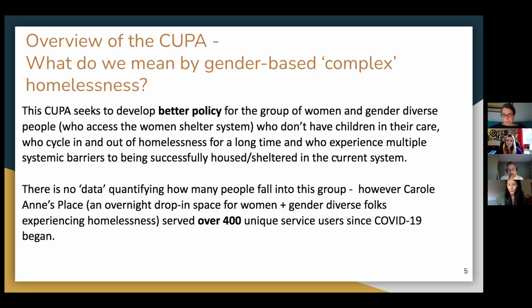So we also know that there's not a lot of data quantifying how many people would fall into this group. But we do know Carol Ann's Place, which is a program run through the YWCA and through St. Joe's Womankind, which really provides low barrier overnight services to women and to gender diverse people who can't access the shelter system because it's either full or because they're perhaps banned from it, has served over 400 unique service users since COVID began.